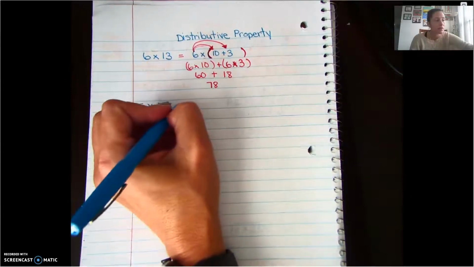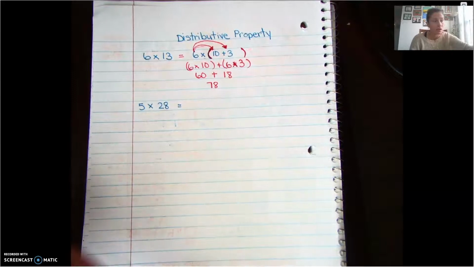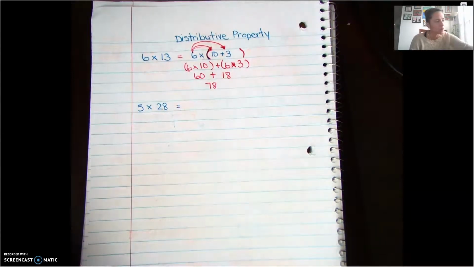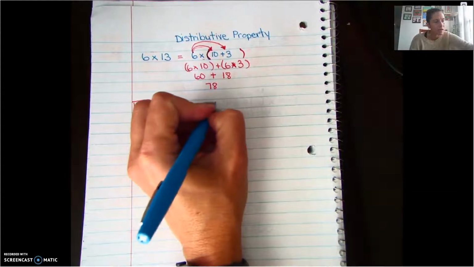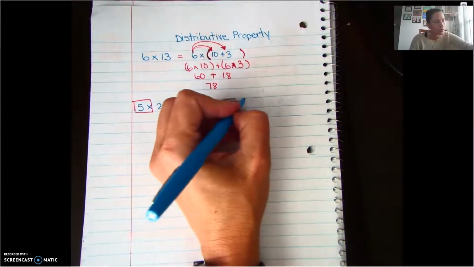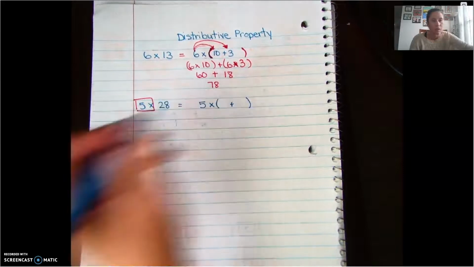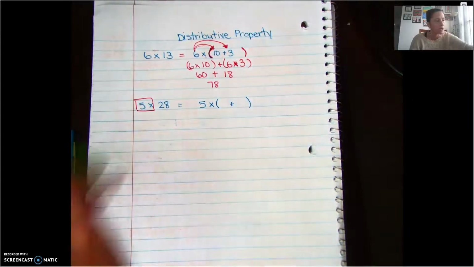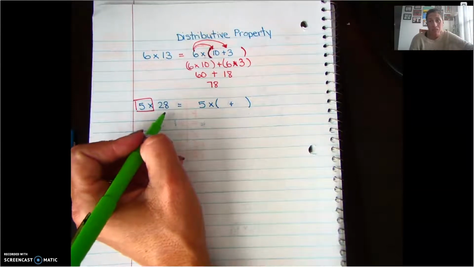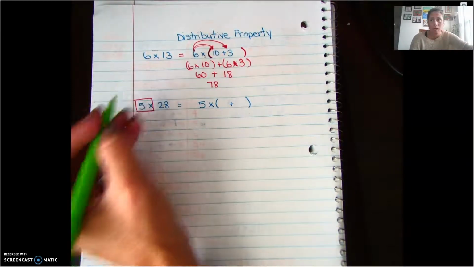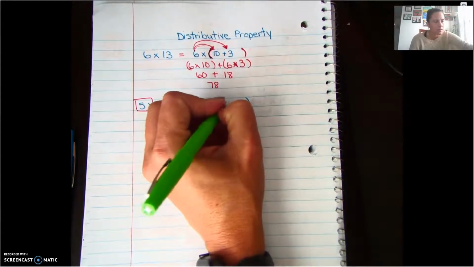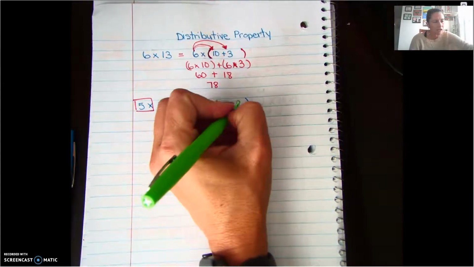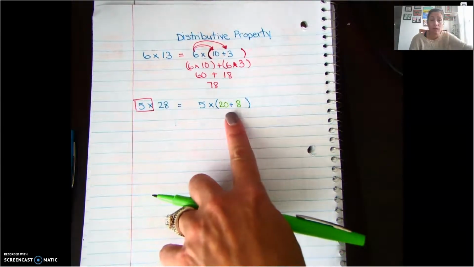Okay, so let's first break it into parts so we can distribute. We're going to distribute the 5. So the 5 goes on the outside. So 5 times. And then we're going to write our parentheses, and it's going to be numbers that we add together. So we're going to break apart 28. The easiest way that I think to break it up is by our tens and our ones. You can break it up any way you want, but for me it's easier with our tens and our ones. So I have 20, and then I have 8. So I'm actually using my expanded form in here.